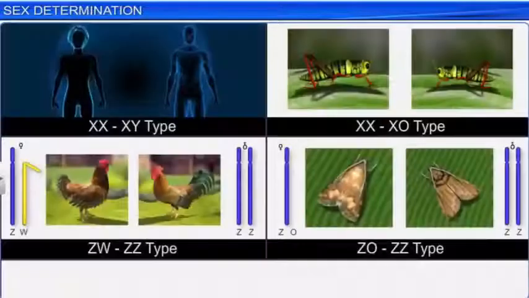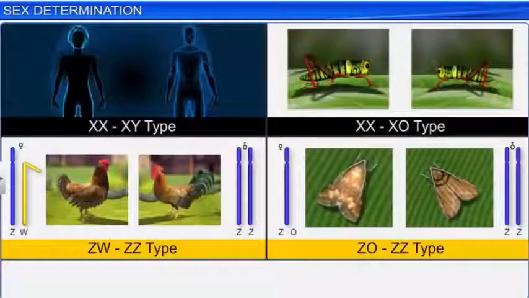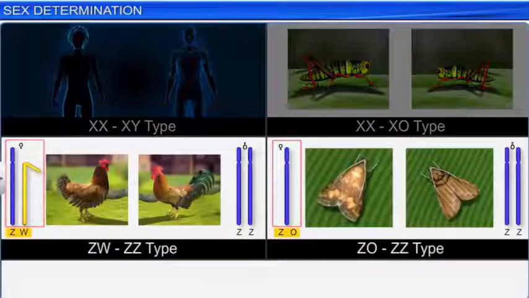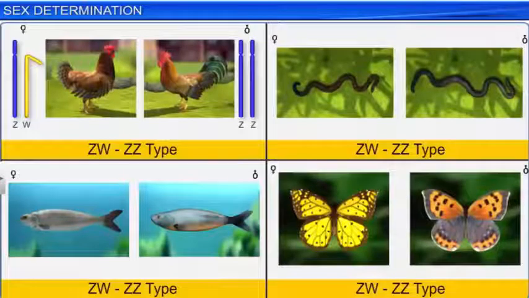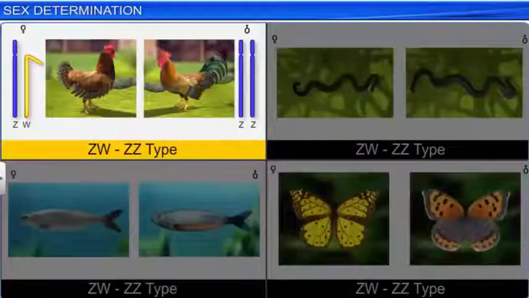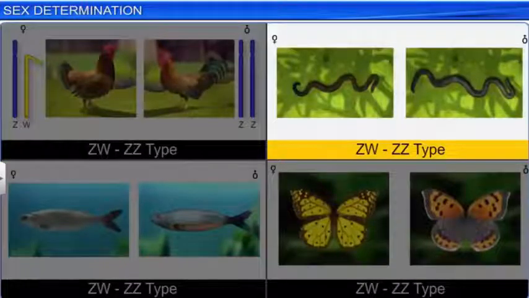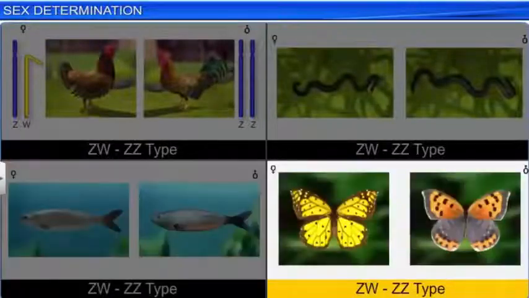However, there are also several organisms in which the mechanism of sex determination is female heterogamety. That is, two different types of gametes pertaining to the sex chromosome are produced by the female. An example of such a sex determination system is the ZW-ZZ type, and it occurs in birds, reptiles, fish, and some insects like butterflies and moths.